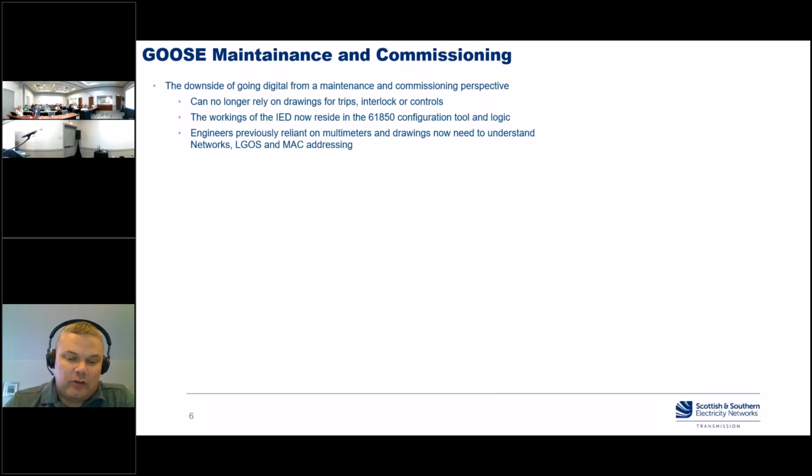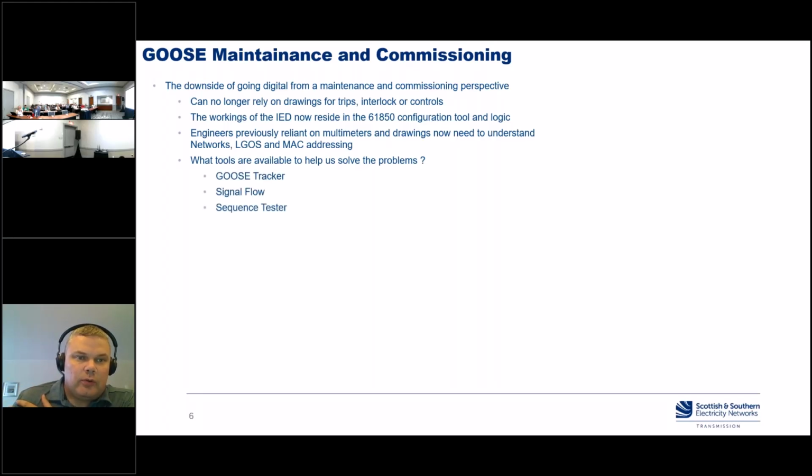The key thing for the engineers was that they were previously relying on multimeters and drawings, and protection engineers now need to understand networks, LGOS, and MAC addressing to be able to identify trips, interlocks, and controls, and how they move through the system and work with GOOSE and sampled value monitoring. So what tools were available for us to help solve the problems? We used GOOSE Tracker, Signal Flow, and Sequence Tester.